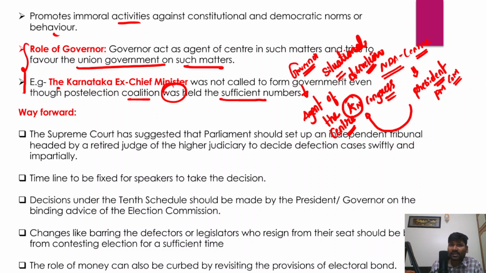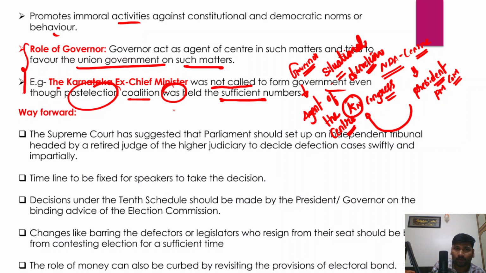Now in this case, Karnataka ex-chief minister was not called to form the government, even though post-election coalition held the sufficient numbers. So what should be the way forward in this anti-defection law? So that has to be understood here. So what should be the appropriate way forward?